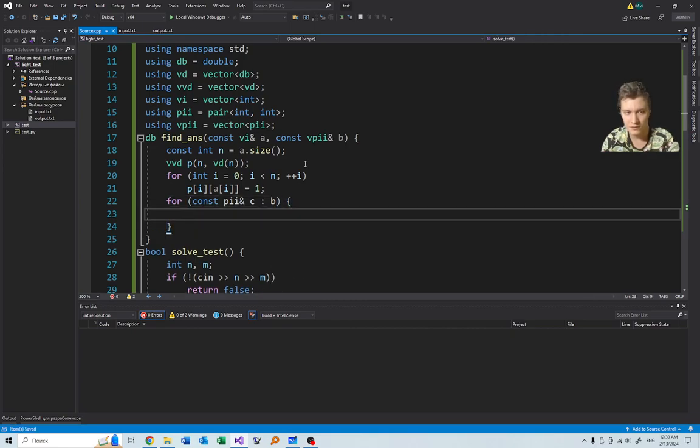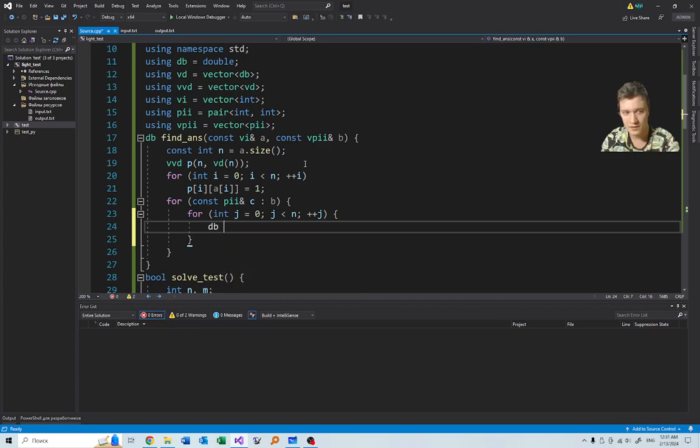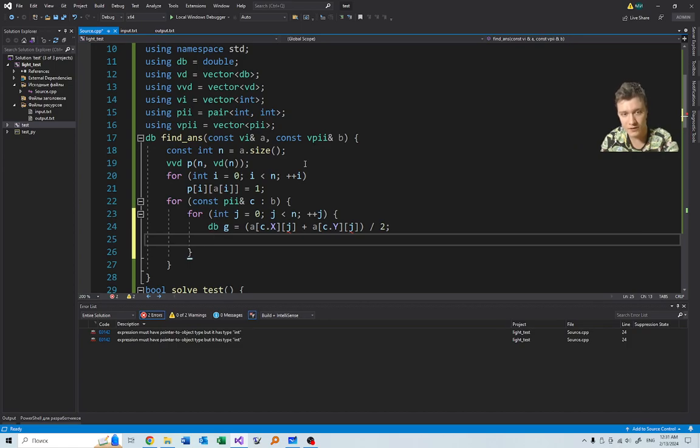Then let's go through all operations. Now I say that on positions c.x and c.y, the probabilities are the same now. So I say that double g equals a[c.x][j] plus a[c.y][j] over 2. And now I say not a but p. Now I say that both of these numbers are now g.